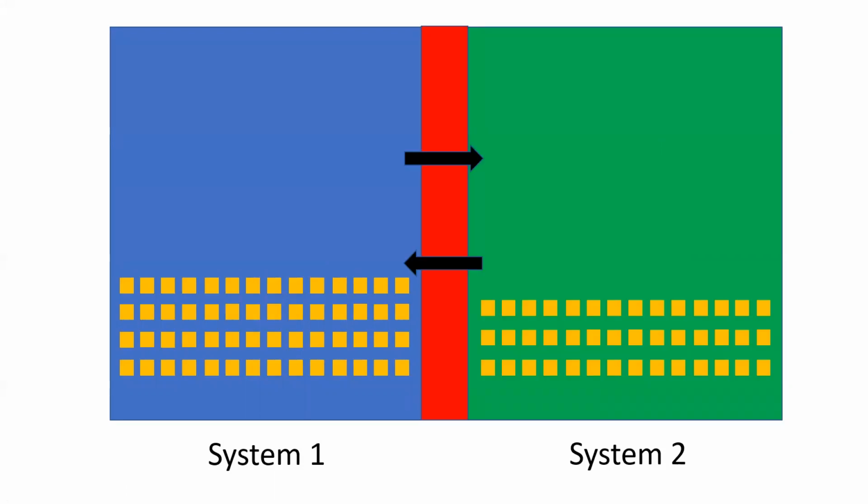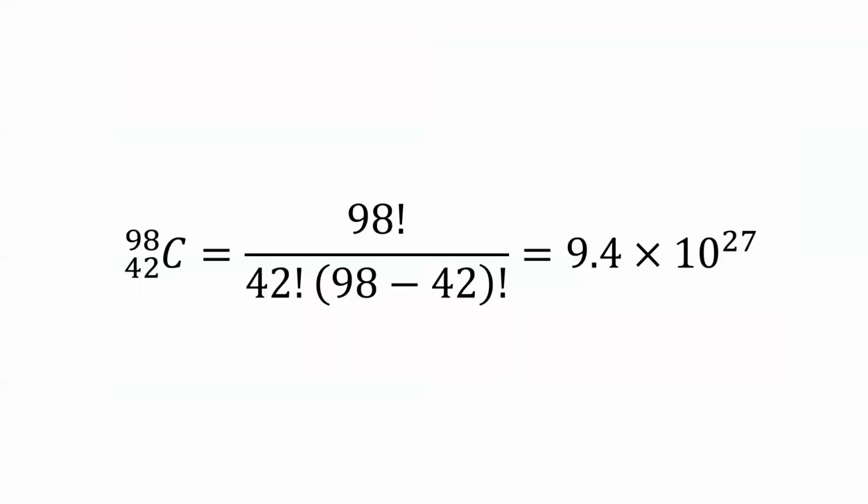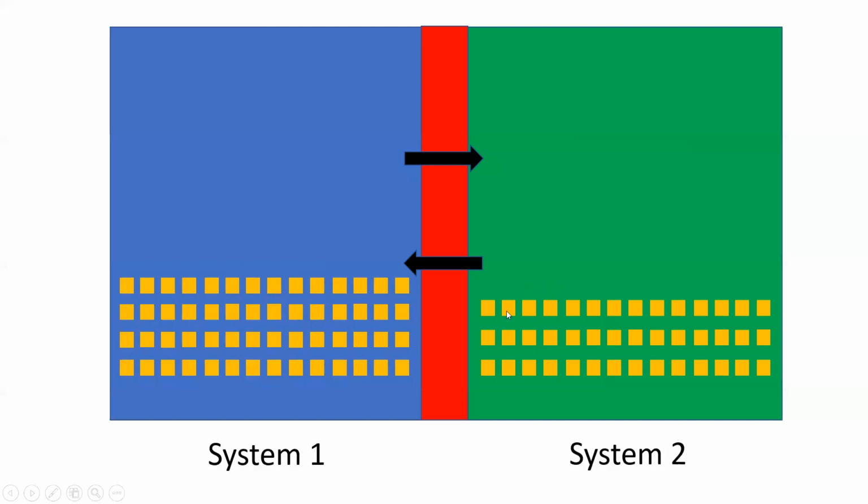On the other hand, here's another macro state where we've got 42 units of energy in system 2, and that would be 56 units over here. So that's a macro state, 42 on one side, 56 on the other. How many microstates correspond to this macro state?